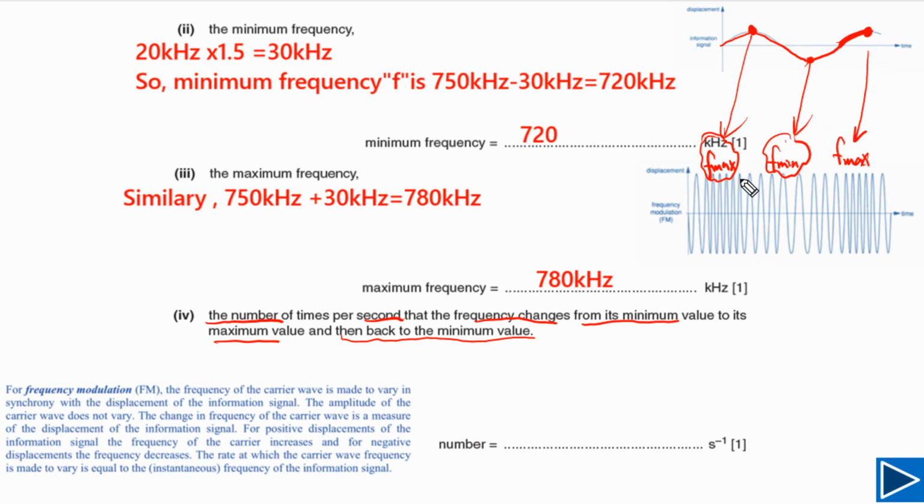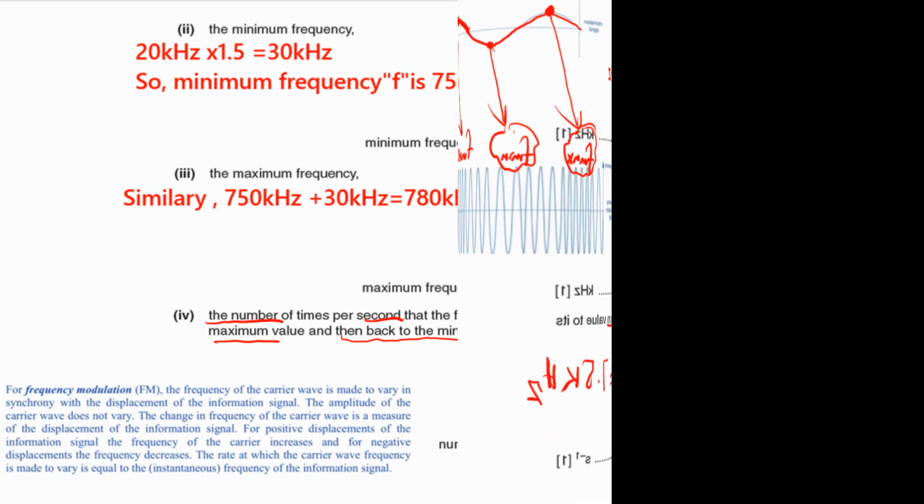And then again, when the amplitude is positive, the frequency will be maximum. So it simply means that the rate of change of frequency depends on the frequency of the signal, and the frequency of the signal is already given to us, that is 7.5 kilohertz. So our final answer is 7500 per second.